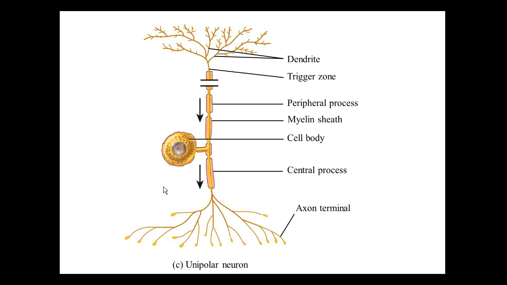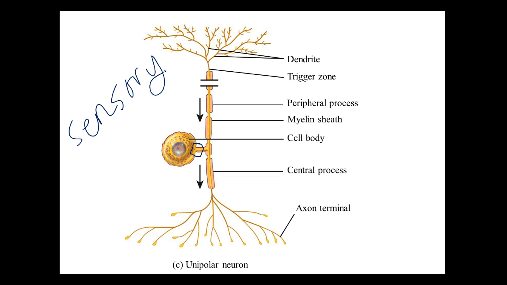Our next will be uni. Uni means one. So if you look here, we have one projection off of the soma, and then it splits. One end goes to the dendrites. The other end's going to be the axon. We still have the same parts, though. We have our trigger zone where the hillock will be. This is what turns into the initial segment of the axon. We have our axon terminals and our end bulbs. Unipolar neurons are going to be your sensory neurons. Basically everything except for special senses.